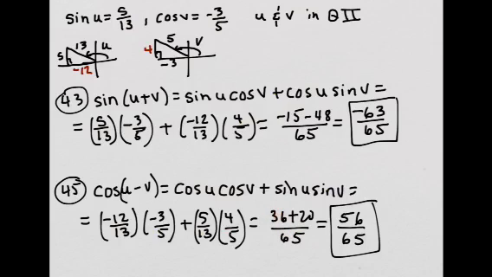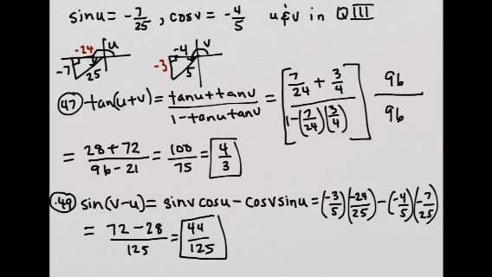Multiply, get 36, multiply, get 20, combine them, add them together, you get this. Numbers 47, 49 have the same conditions. Here is angle U, angle V. Same thing, the color changes because this was not given to you. You had to figure it out based on the ratios that they gave you here, and knowing that the angles are in quadrant 3.